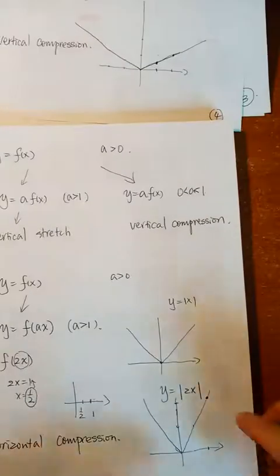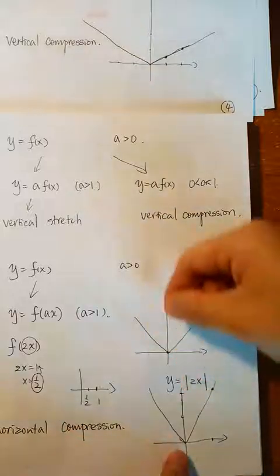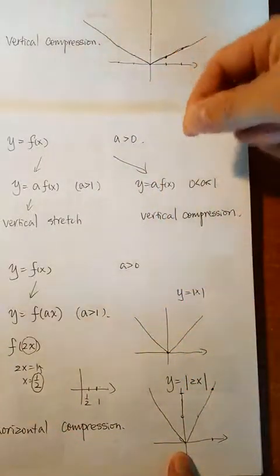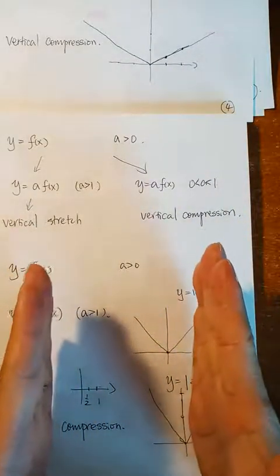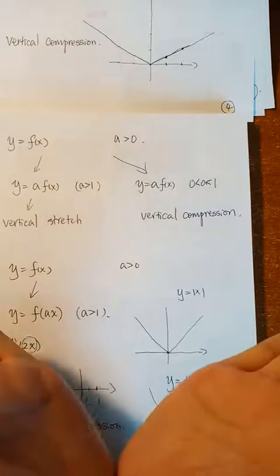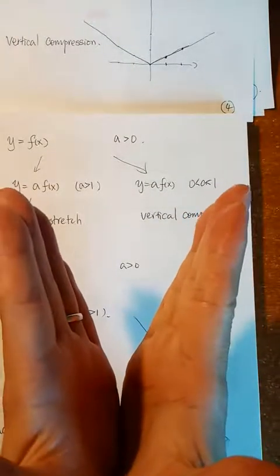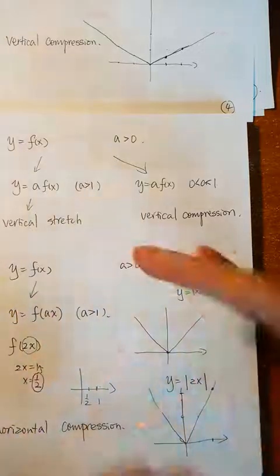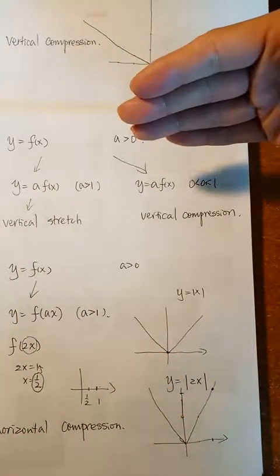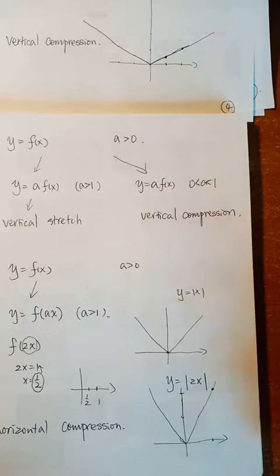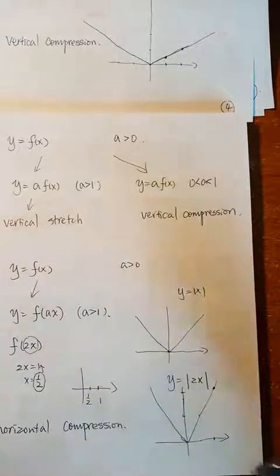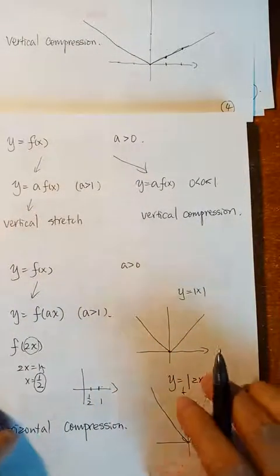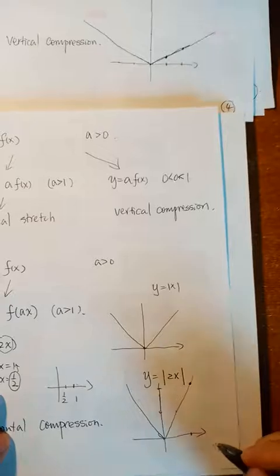This function looks a little bit similar to the previous one. If you consider vertically, you kind of stretch it, but if you consider horizontally, you actually squeeze it or compress it. You see? So here it's this way, but horizontally you compress it. So it's a horizontal compression, or a vertical stretch. Vertical stretch and horizontal compression are related. When this a is greater than 1, it's a horizontal compression. When a is between 0 and 1, it's a horizontal stretch.